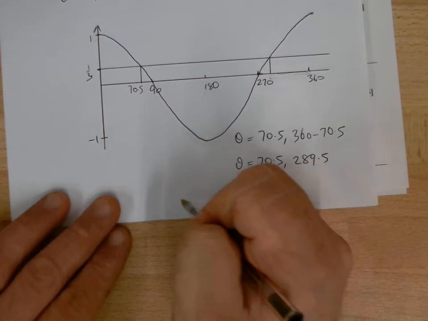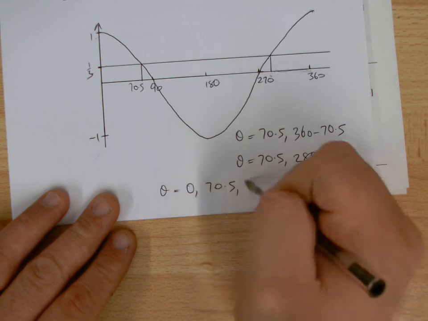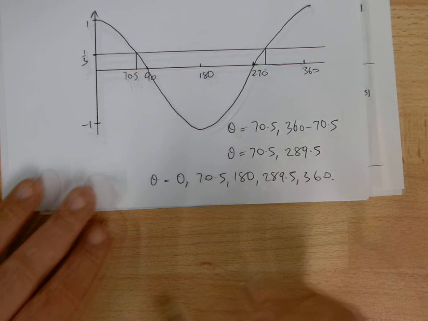And then you can couple that with your other results. Therefore, theta is 0, 70.5, 180, 289.5, and 360.